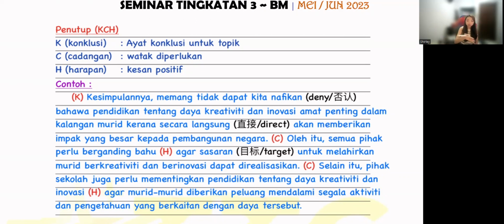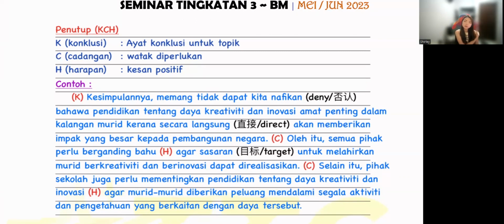Correct word. If the kids nowadays have no daya creativity dan inovasi, when they grow up, they will become the future pillars of the country, right? Meaning to say the people in the society, they are getting worse and worse. Then how is your country supposed to improve? Okay, so you need to link like this. Then cadangan and harapan. Cadangan means suggestions.